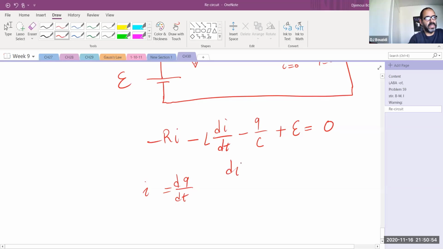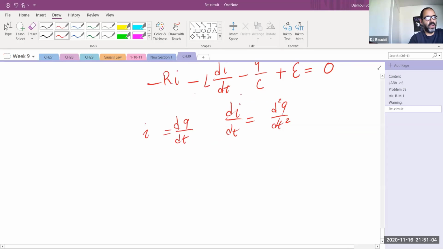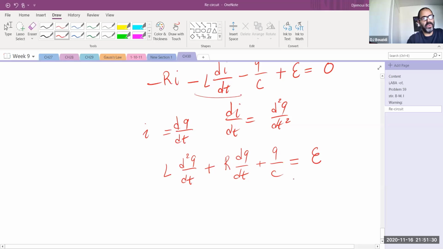We need to find di over dt. Di over dt then is simply equal to the second derivative of q with respect to time, and the expression can be expressed in terms of the charge. So this term first, usually the higher derivative is first. L, second derivative of q with respect to time. I moved everything with a minus to the other side, so everything is going to be positive. Plus Ri, and Ri is R dq over dt, plus Q over C is equal to the EMF, which is on this side by itself, so it's going to be positive. So this is the expression that we have to deal with.